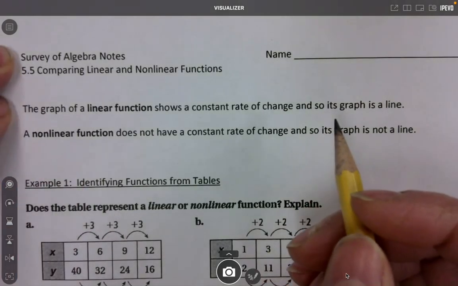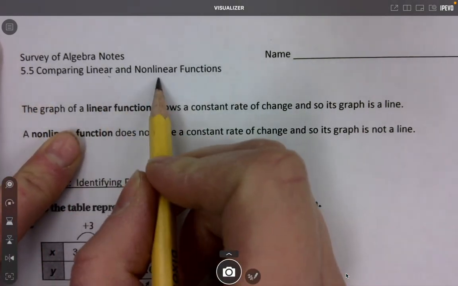Hello, class. These are our survey of algebra notes for comparing linear and nonlinear functions.